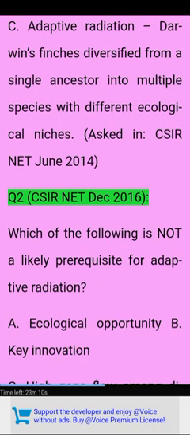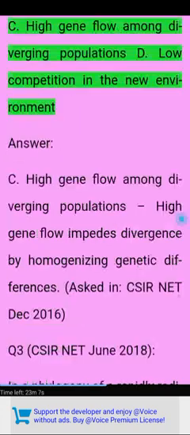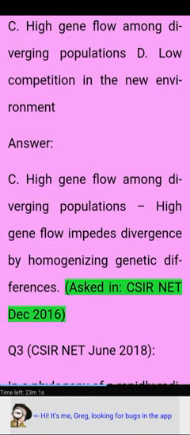Q2, CSIR NET December 2016. Which of the following is not a likely prerequisite for adaptive radiation? A, ecological opportunity; B, key innovation; C, high gene flow among diverging populations; D, low competition in the new environment. Answer: C, high gene flow among diverging populations. High gene flow impedes divergence by homogenizing genetic differences. Asked in CSIR NET December 2016.